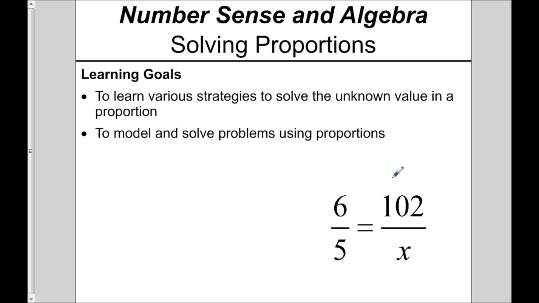So this is an example of a proportion that we would need to solve because we have two ratios here that are equal to each other, but there is an unknown. So we're going to come up with three ways of solving that problem.